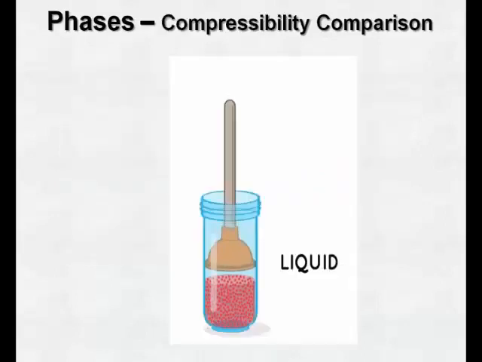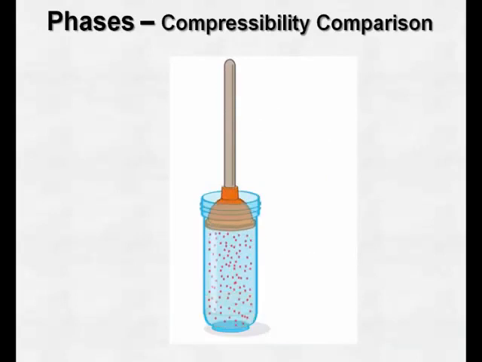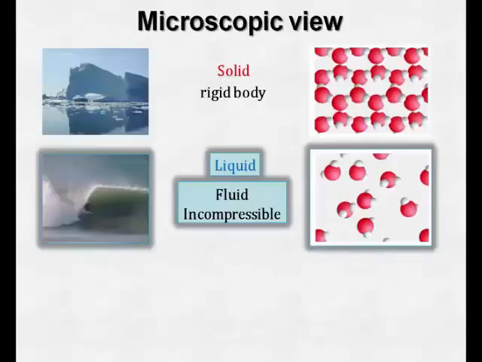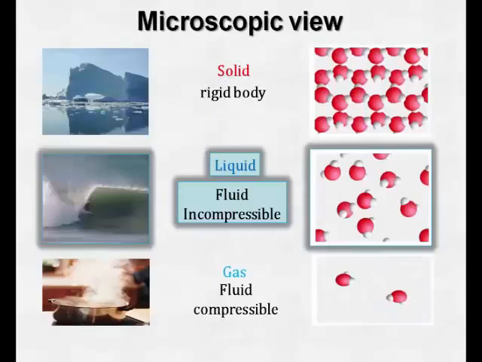This is a general introduction about compressibility. Gas is easily compressible when compared to liquid. The liquid is less compressible and solid is even less compressible. This is the overall comparison of phases: solid, liquid, and gas. This is a microscopic view of solid, liquid, and gas. In this video lecture, we are going to see about incompressible fluids, that is liquids.